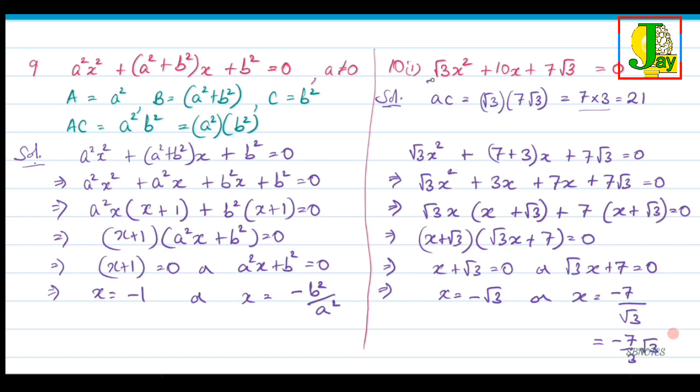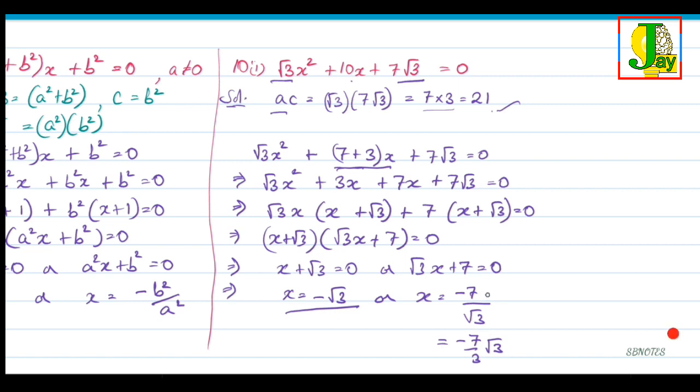In the next question we have irrational numbers in the equation. The process is the same, doing the same thing, a into c, whatever you get, 21. Now b is 10, that's 7 plus 3, we can split that into 7 plus 3, and what we get is x is minus root 3 or minus 7 by root 3. So we rationalize it, multiply both numerator and denominator by root 3, and we get minus 7 root 3 by 3. So those are the two solutions of the equation.